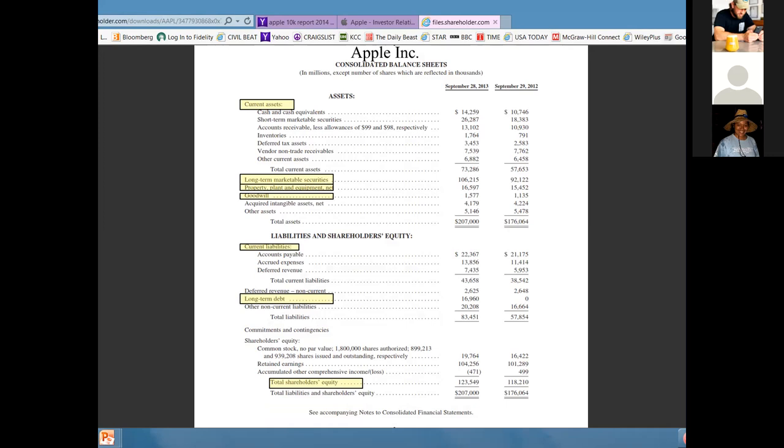Okay, now you're the owner of the company. What are you interested in looking at? Well, we're not going to get into this until we get into the later chapters. But what you should be interested in is how liquid is the company?